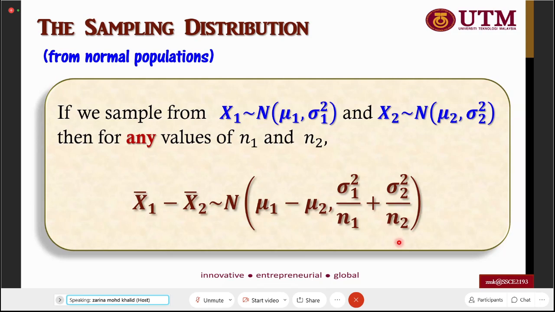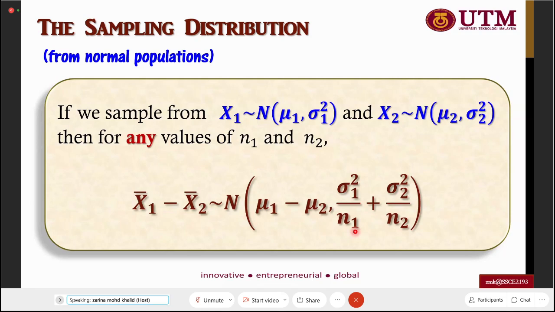What about the variance? Regardless of whether you have X bar 1 minus X bar 2 or X bar 2 minus X bar 1, the variance of the difference will be the sum of variances. Okay, if you think logically, the variance measures dispersion, variability. Dispersion and variability can never be negative. That is, if you think logically.